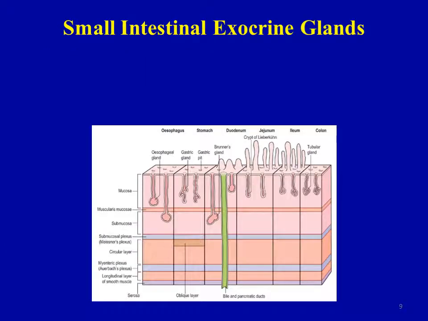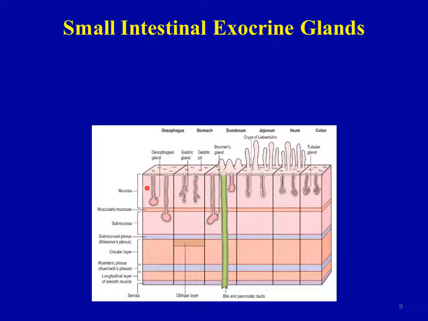Now, the small intestine exocrine glands. The small intestine has exocrine glands, and also it has an endocrine function because it has enteroendocrine cells that we'll study in the intestinal secretions. Here you can see the gut, the alimentary canal, a summary illustration showing the difference between the structure of the different parts of the alimentary canal.